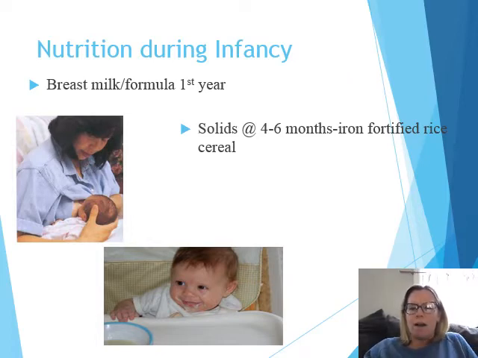After we start them on the iron fortified rice cereal, then we start them with the fruits and veggies and then the meats. Feeding them sooner than the 4 to 6 months can expose them to food antigens and it can produce food protein allergies. So you just want to make sure that you watch that.